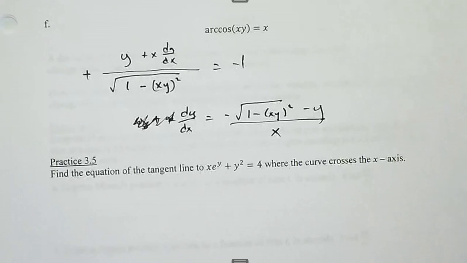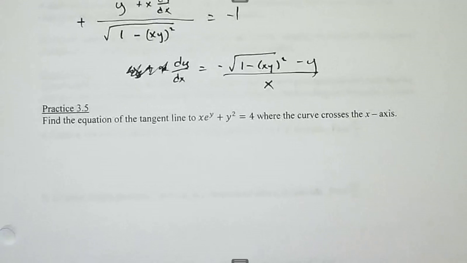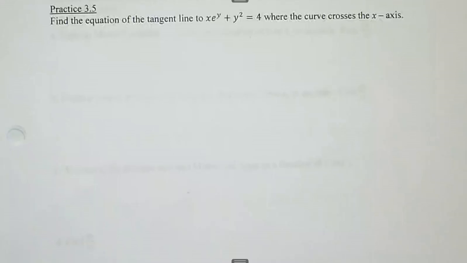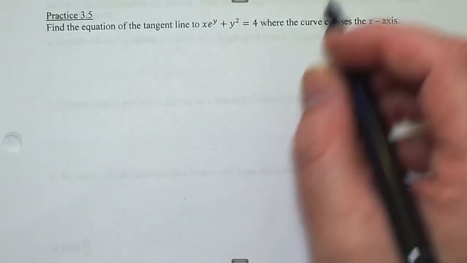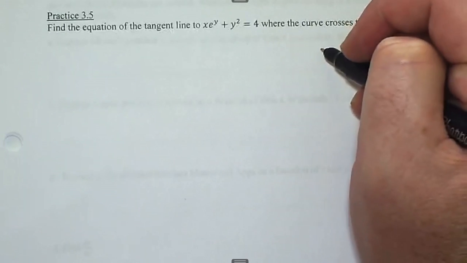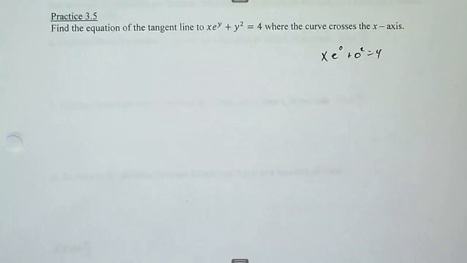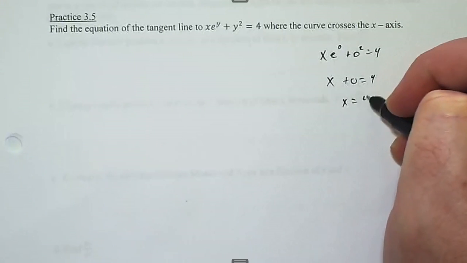All right. For your next practice problem, I want you to please find the equation of the tangent line to x e to the y plus y squared equals 4, where the curve crosses the x-axis. First of all, let's find where it crosses the x-axis. At the x-axis, the y-coordinate is 0. So I'll just put a 0 in for y. e to the 0, anything to the 0 power is 1, so that's just x times 1 plus 0 equals 4, so x equals 4.